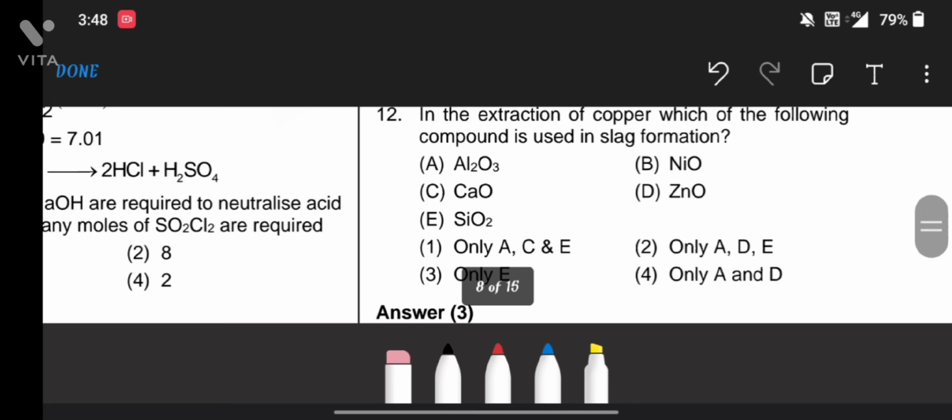Moving on to our next question, question number 12. Here they have asked us, in the extraction of copper, which of the following compounds is used for slag formation? The compounds they have given are Al2O3, NiO, CaO, ZnO, SiO2.